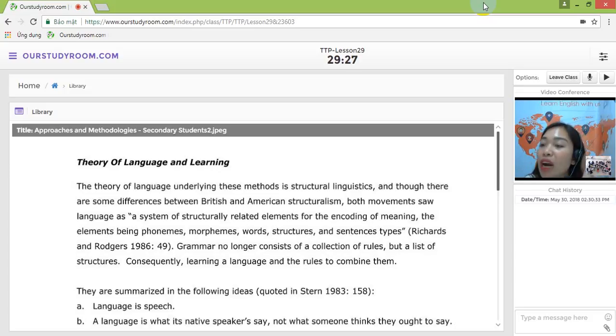The letter A, language is speech. What do you mean by this one, teachers? Language is speech. What have you understood with this one? Language is speech. Teacher Linda, what is language is speech? Language is to speak.